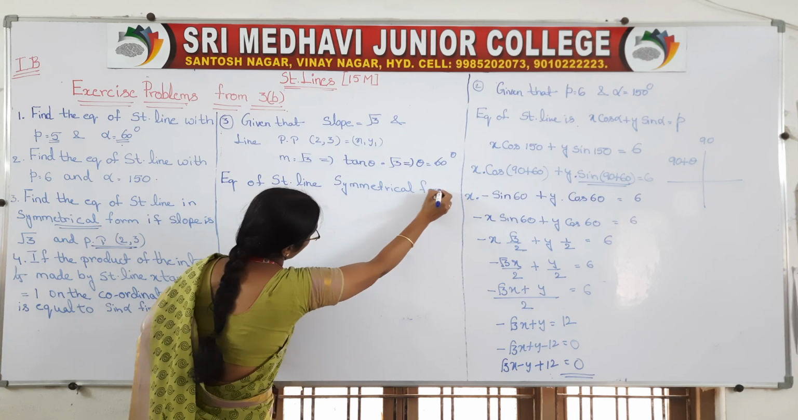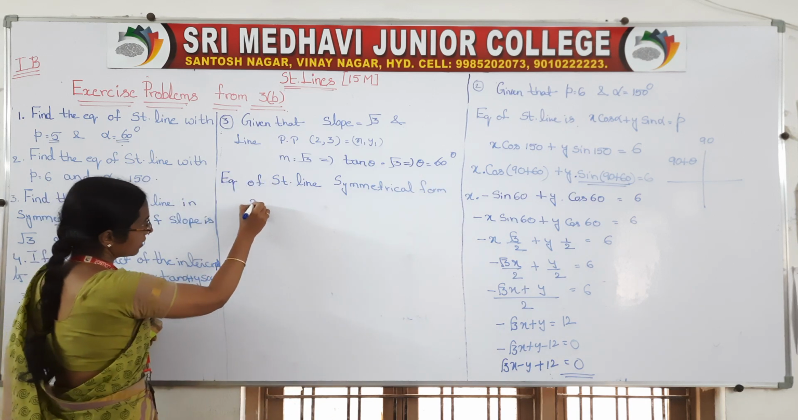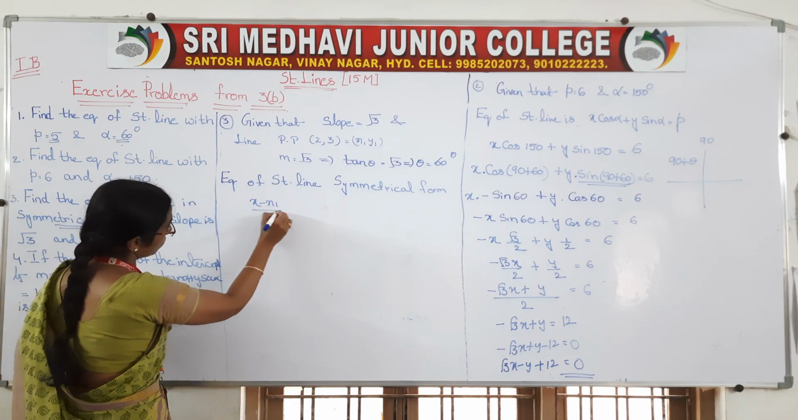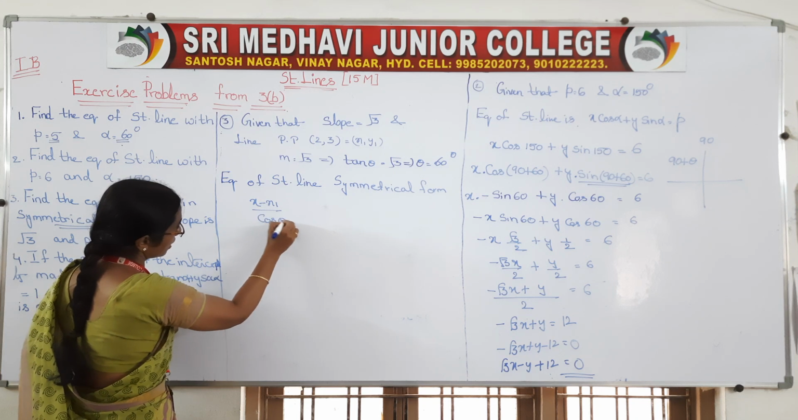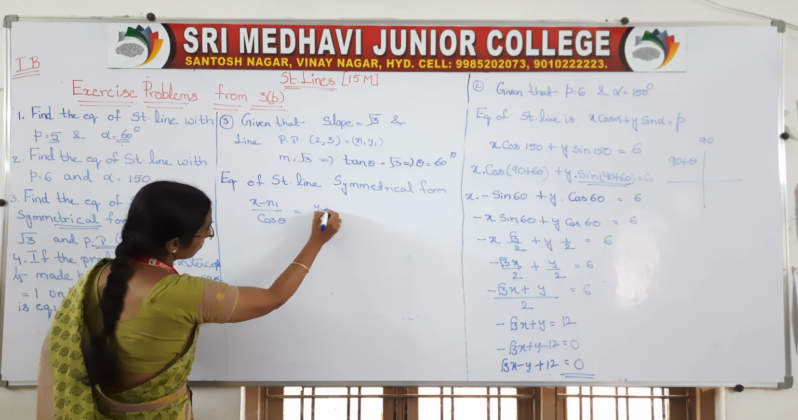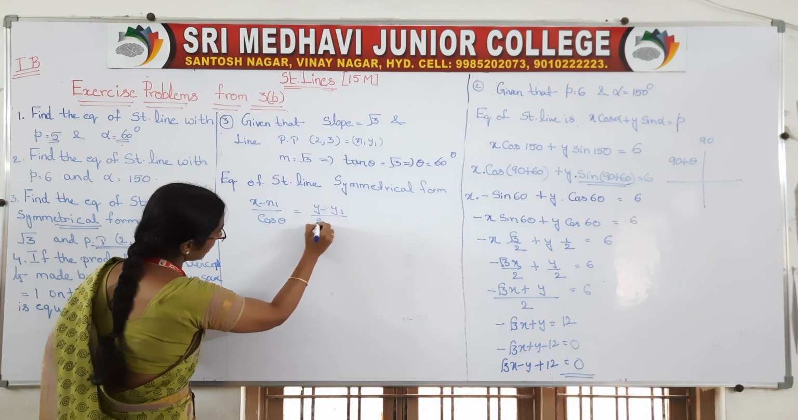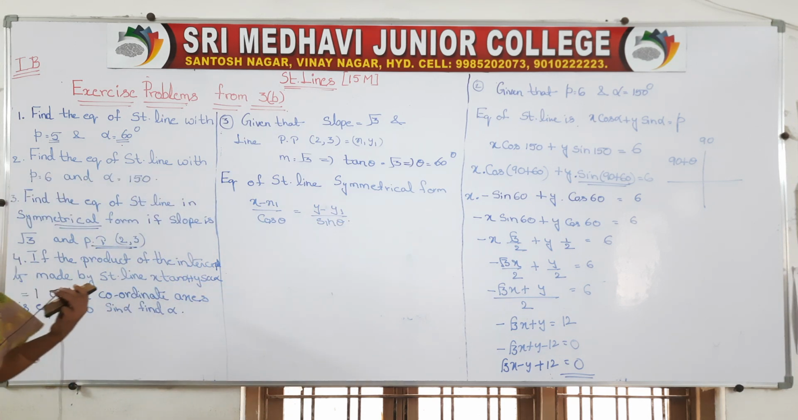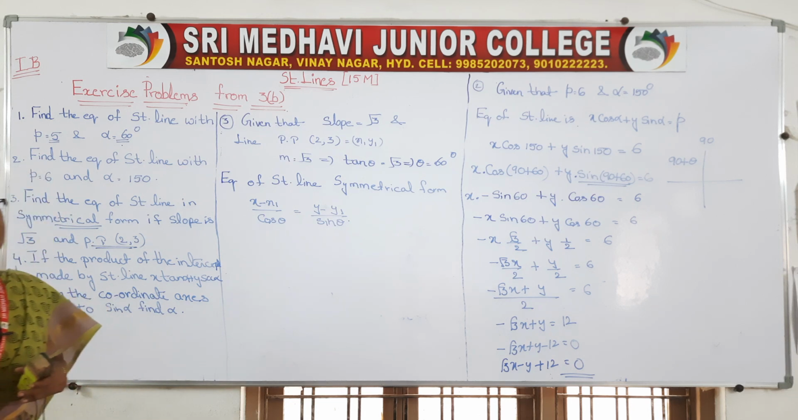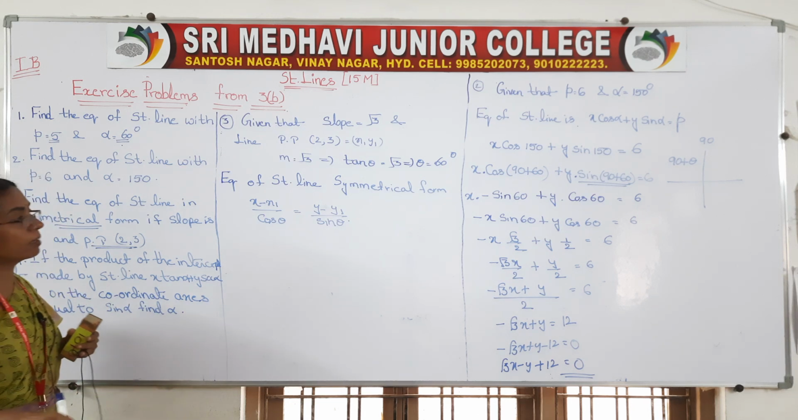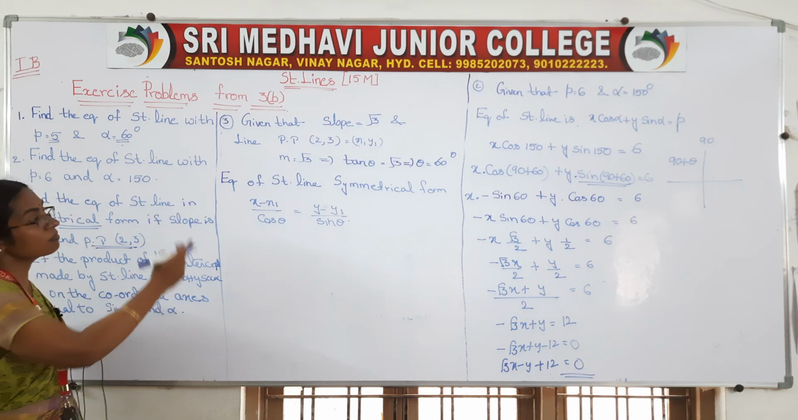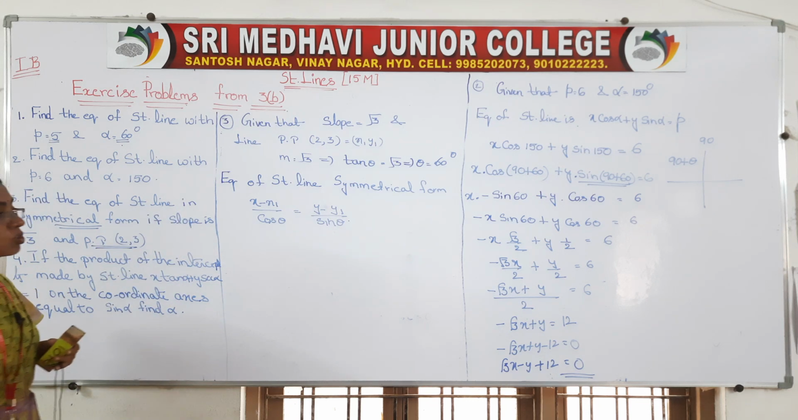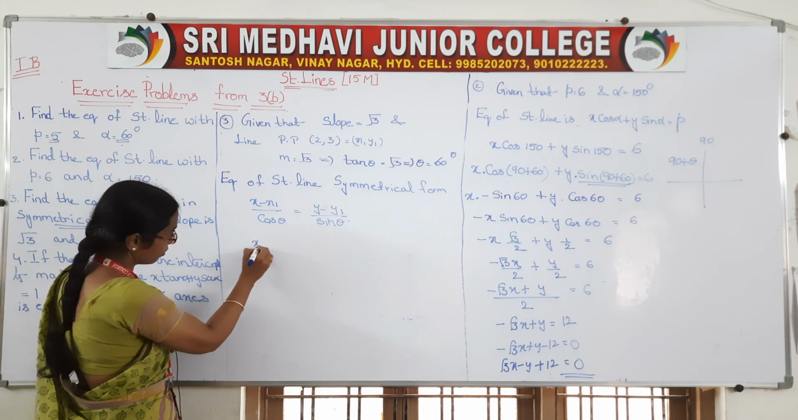So symmetrical form formula, what is it? (x minus x1) by cos theta is equal to (y minus y1) by sin theta. Simple formula. If you write it 2-3 times, if you say it one time loudly, your brain will get used to this formula. So you got your x1, y1, you got your theta. So just substitute, that is your form.